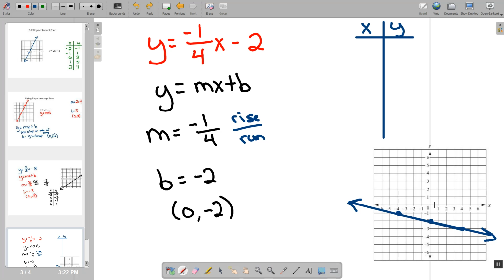So from our table, we have negative 4, comma, negative 1. We have 0, comma, negative 2. And we have 4, comma, negative 3. And that is using slope-intercept form to graph.